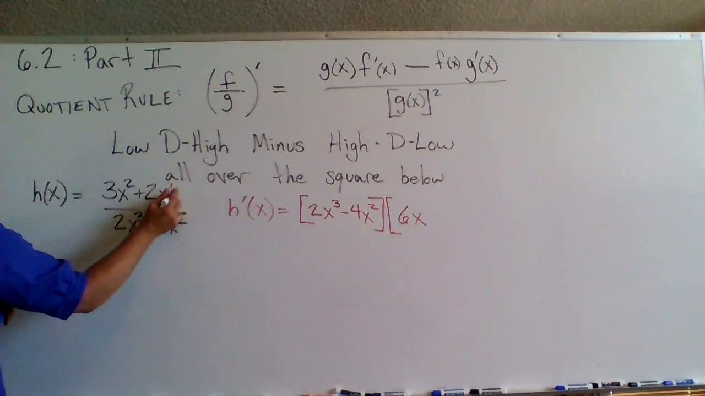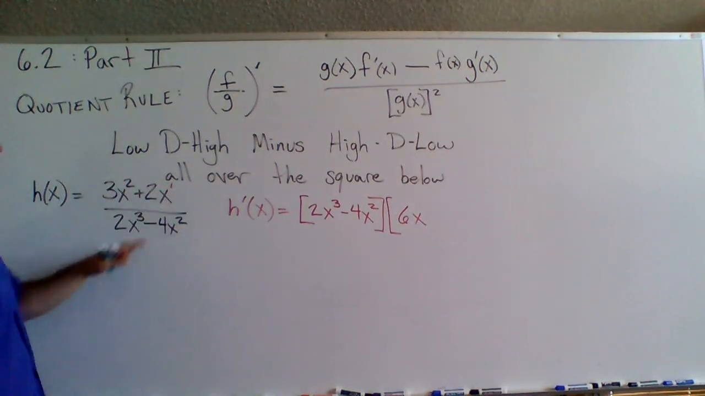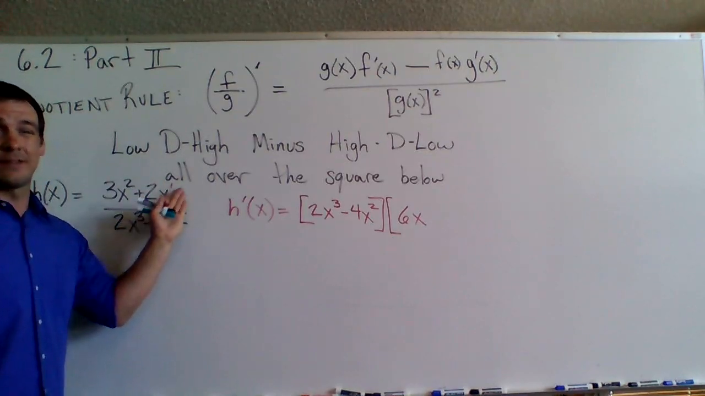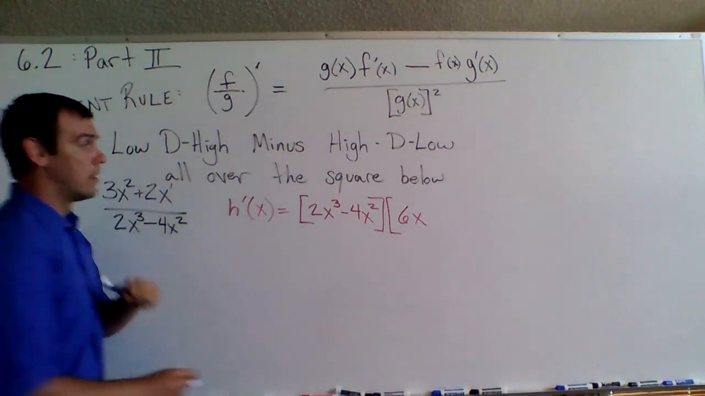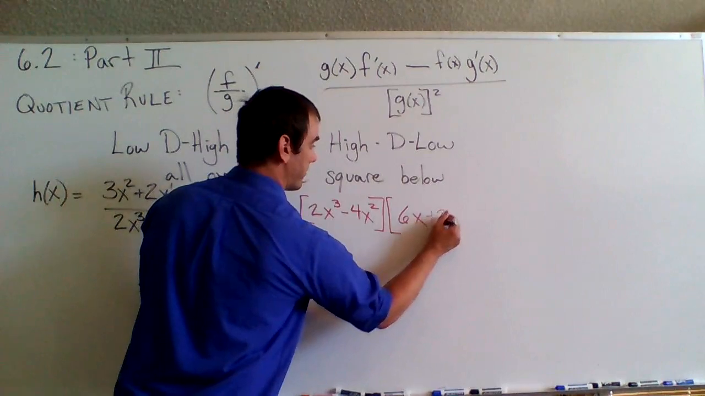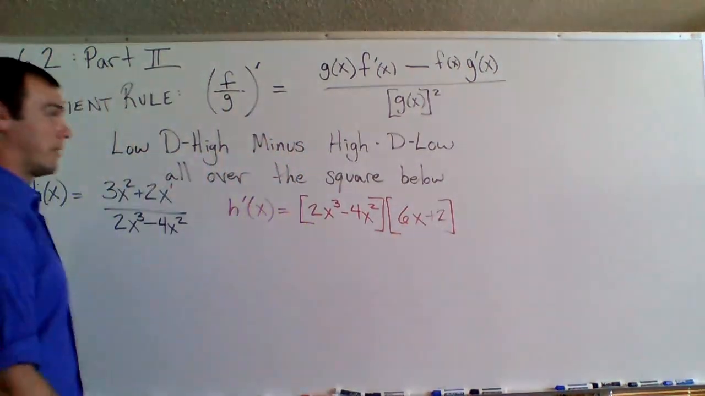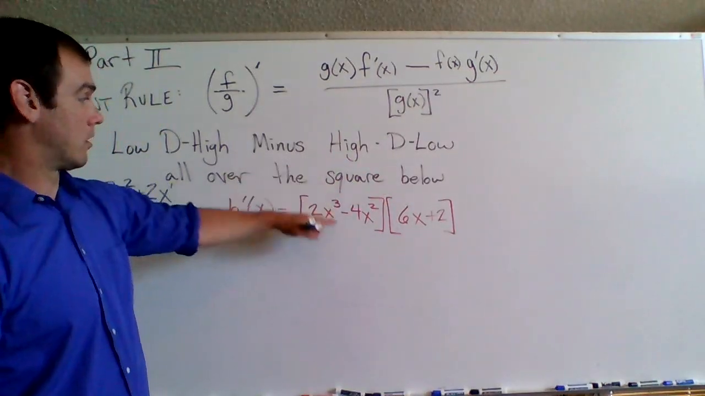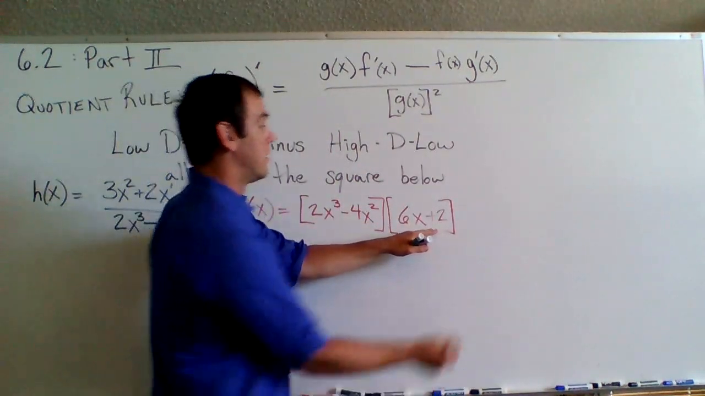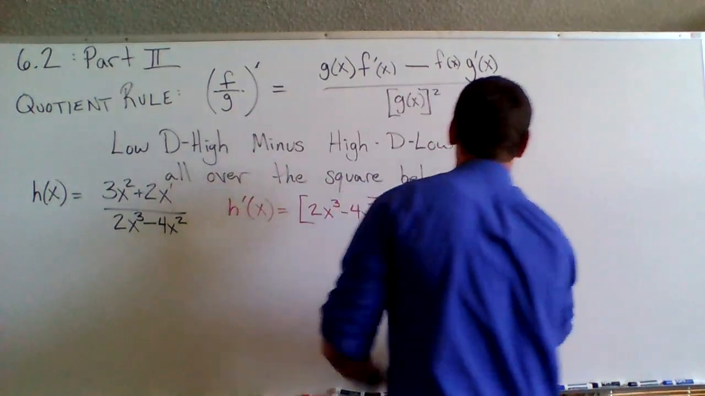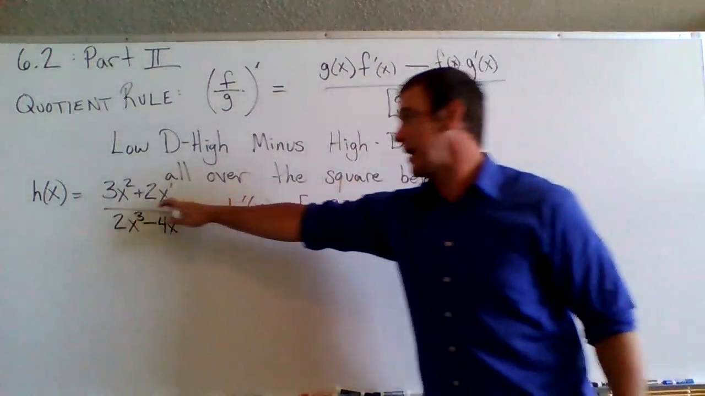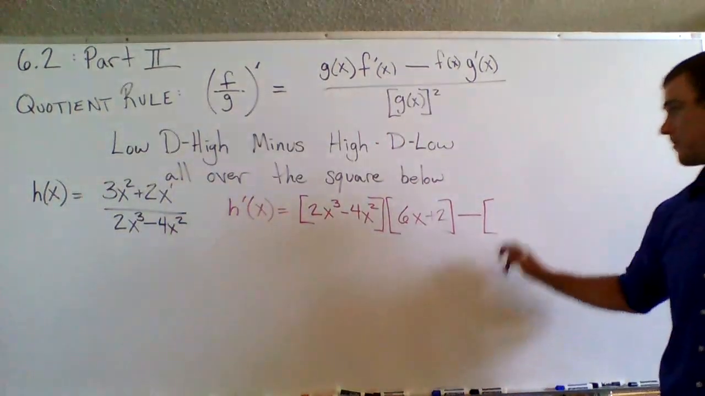Bring my exponent out front. 2 times 1 is 2. Subtract 1 from my exponent. This can be x to the 0, which is just 1. So this is going to be a plus 2. I forgot what I'm doing again. I got my brackets to tell me. Low d high minus high d low. So now it's going to be the top, 3x squared plus 2x.